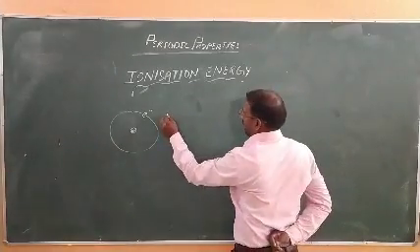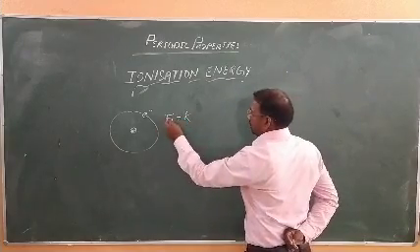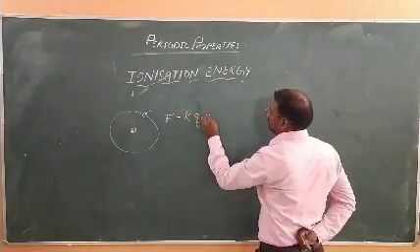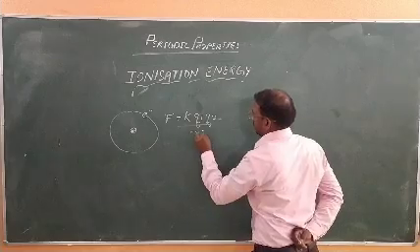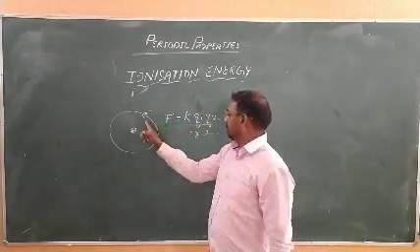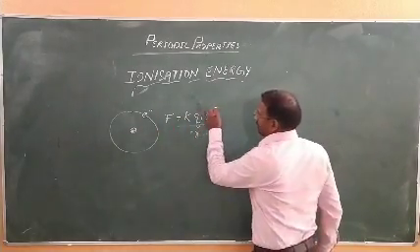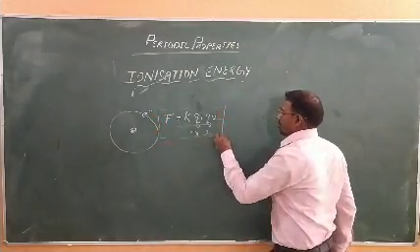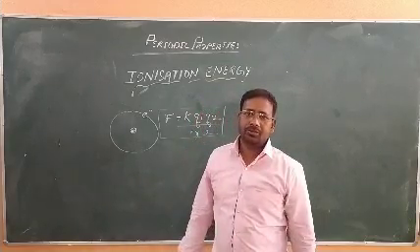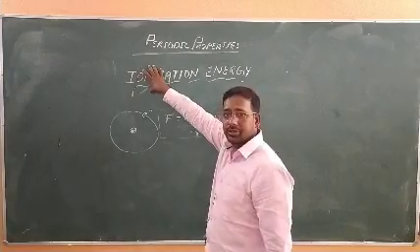You can find it out by this formula: F is equal to K Q1 Q2 by R square, where K is a constant. Q1 is the charge on the nucleus, Q2 is the charge on the electron, and R square is the distance between them. By this formula you can find the force of attraction between these two oppositely charged particles.